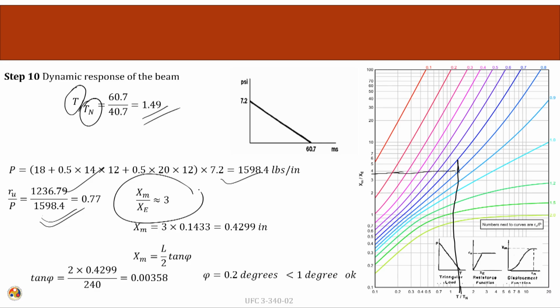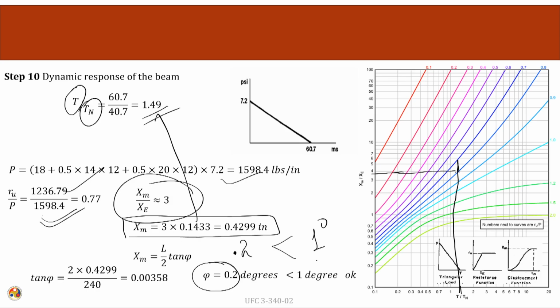So, we calculate the ratio of Xm over Xc. Xc we have already calculated, so we can calculate the value of Xm, and from here we can calculate the angle. The angle is 0.2 degrees, which is less than the requirement of 1 degree. So, the chosen section is admissible. In this way we can calculate the steel section requirement and the concrete section requirement.